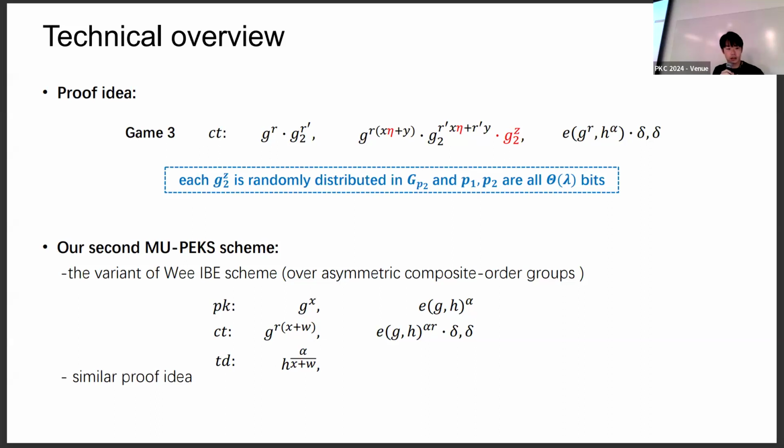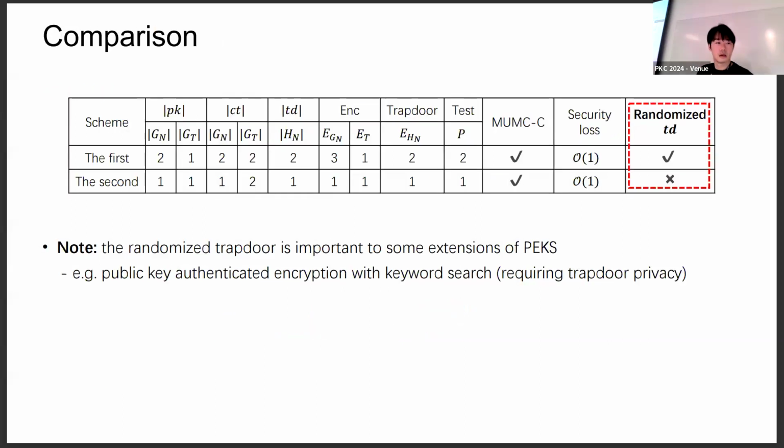Next is our second scheme. The proof idea is similar. We made a comparison. The first scheme has a randomized trapdoor, so its efficiency is slightly lower than the second scheme. We know that the randomized trapdoor is important to the security of PAEKS.